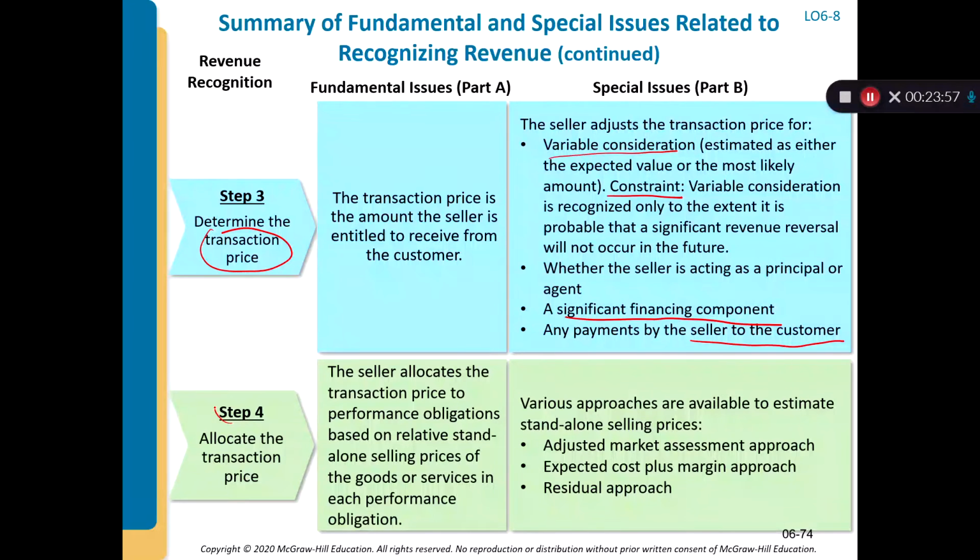And step 4, the most difficult one, is trying to figure out the standalone selling price, and then allocating the transaction price to performance obligations based on the relative standalone selling price of the goods and services of each obligation, right? And then we say we have 3 methods: the market assessment method, the expected cost plus margin method, and the residual method.